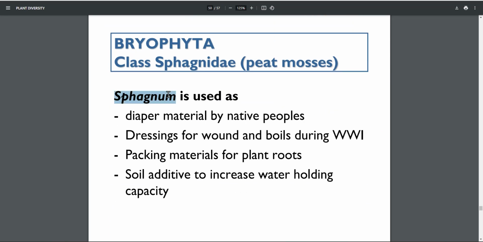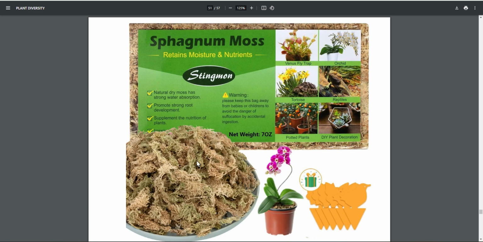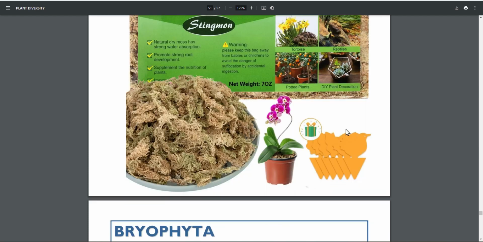And sphagnum has been used by many people over the ages for many different purposes. In the older days, by native people, it was used as diaper material, and in World War One, it was used as dressing for wounds and boils, so kind of like a bandage. Nowadays, it's used as packaging material for plant roots or as a soil additive to increase the water holding capacity of the soil. This is a commercial package of sphagnum moss. You can see you can use it to keep Venus flytraps, orchids, and animals and such.